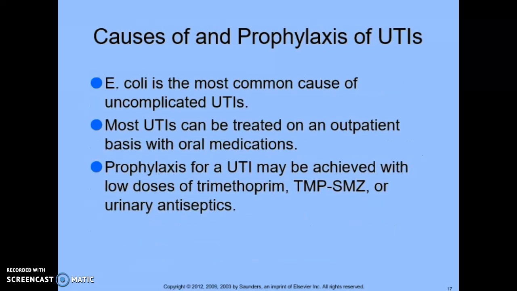So, causes and prophylaxis of UTIs. E. coli is the most common cause of uncomplicated UTIs. Most UTIs can be treated on an outpatient basis with oral medications. Prophylaxis for a UTI may be achieved with low doses of trimethoprim, TMP-SMZ, or urinary antiseptics.